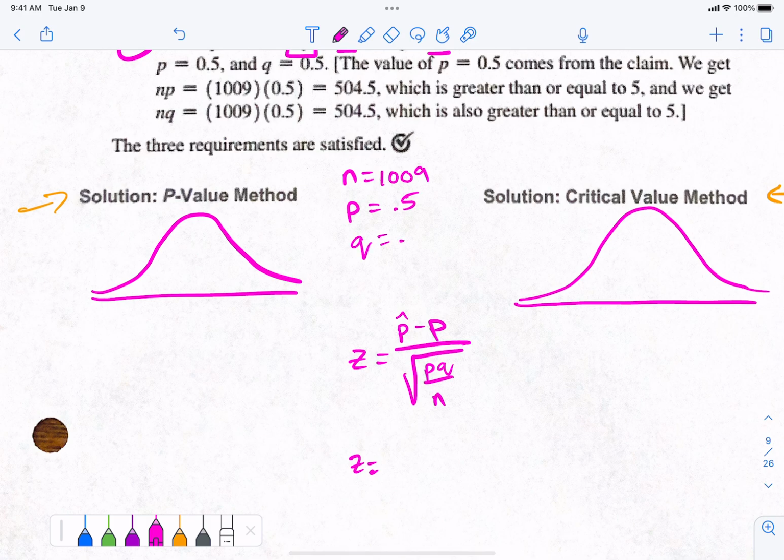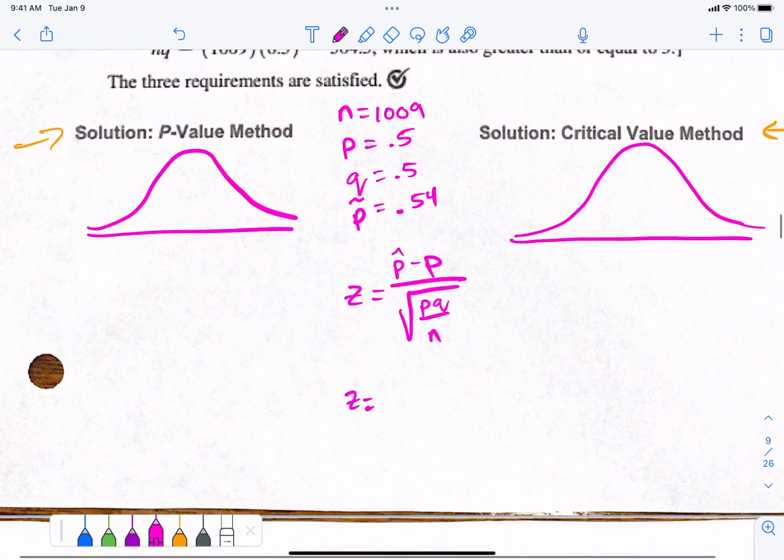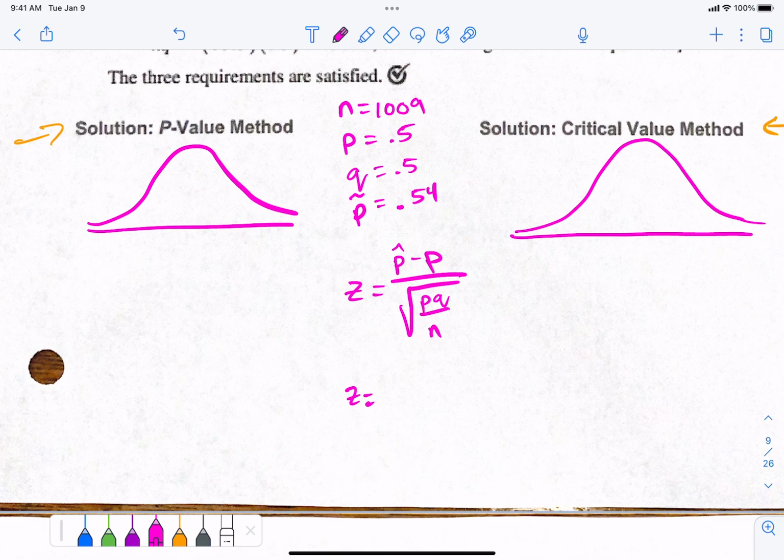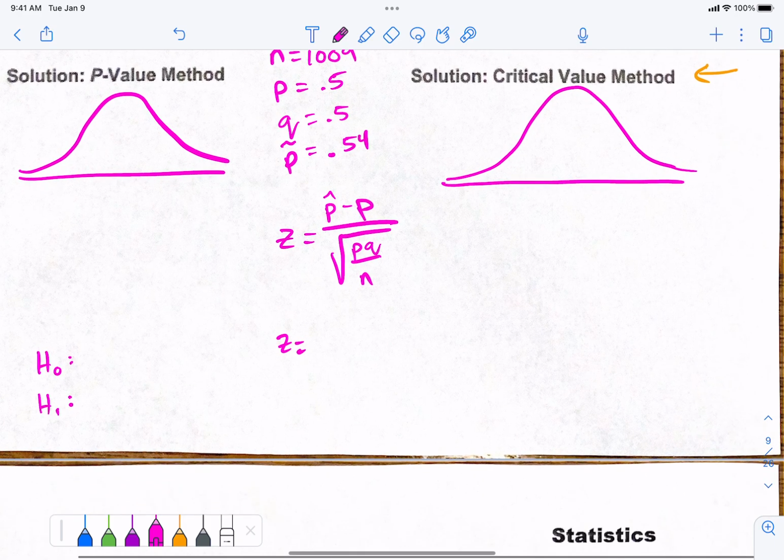Q equals 0.5, just from above. P hat equals 0.54. Okay, there's all that stuff. I'm going to go down here and write all my H naught and H1 again, just so that we can be clear. We've got lots of stuff we're writing down.